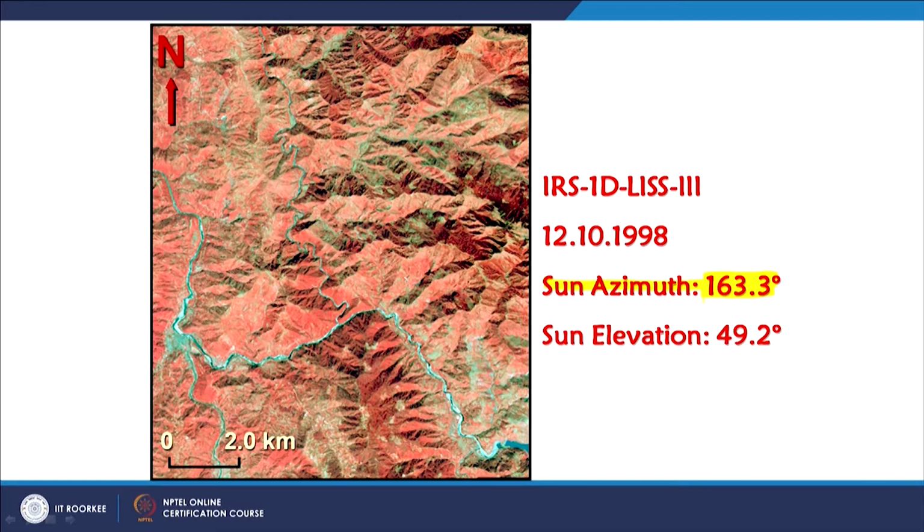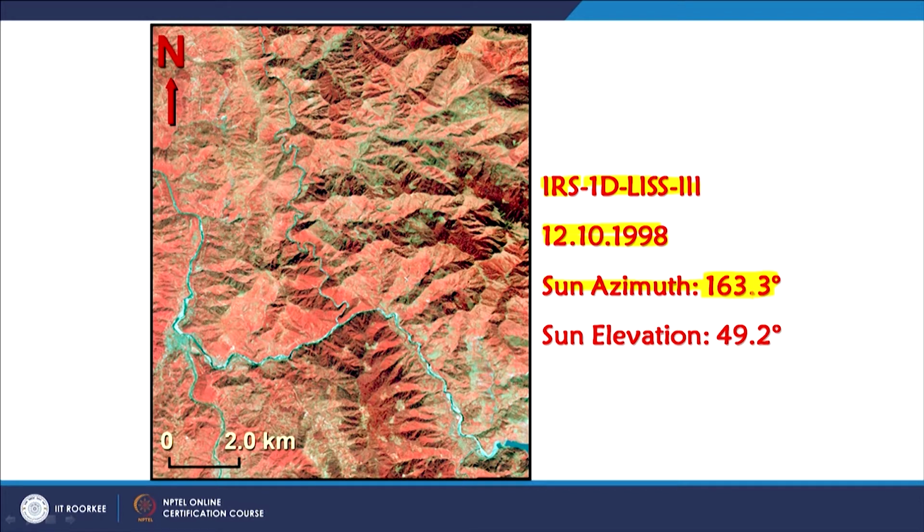So, here, this image from IRS, our Indian Remote Sensing satellite LISS-3 sensor, was acquired on the 12th October 1998. At that moment the sun azimuth was at 163.3 degrees, and in this situation the image is suffering from FTTP.